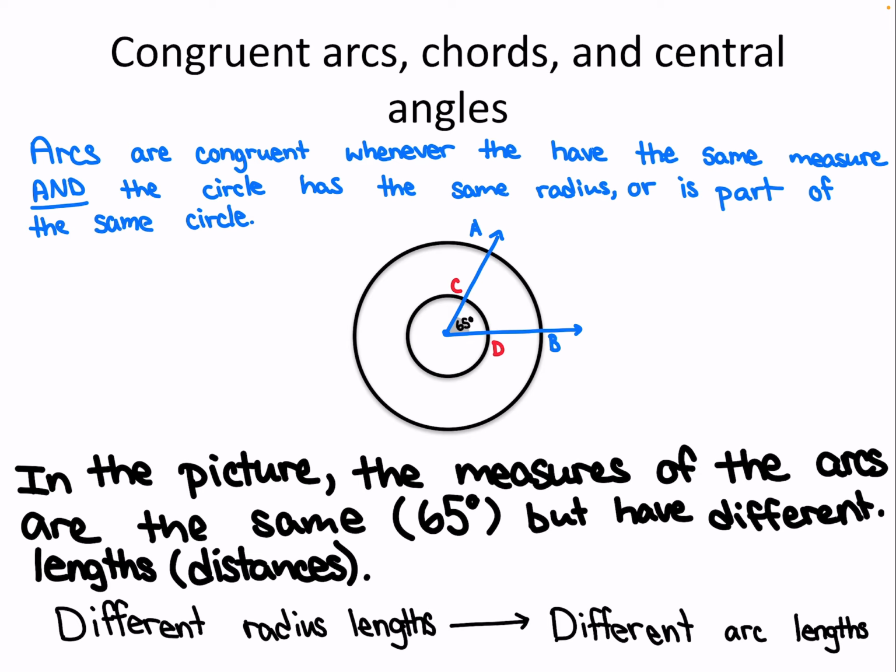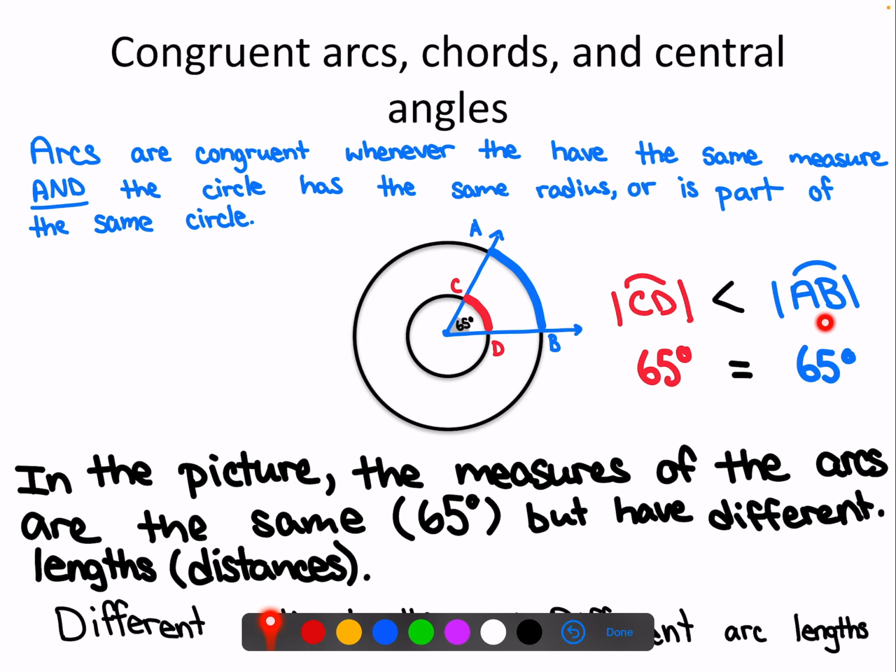And on top of that, it's very important that we see that the length of arc CD is less than the length of arc AB. So the lengths are different, but the angle measure is the same.